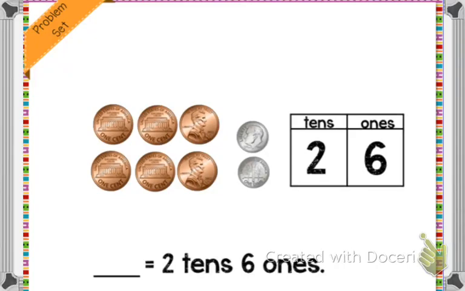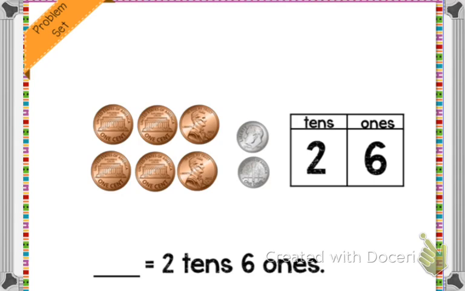Today we're talking about Module 4, Lesson 6. And in this lesson, we're talking about being able to identify 10 more, 10 less, 1 more, and 1 less than a 2-digit number. And also being able to use dimes and pennies as representations of tens and ones.